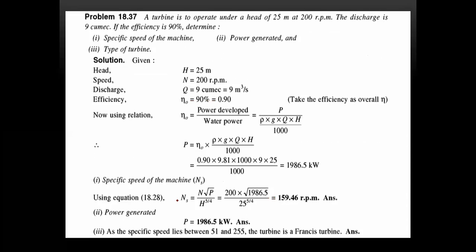You have 10 minutes to go. Now a turbine is to operate under a head of 25 meters, rpm 200, the discharge is 9, efficiency is 90. Determine the power developed. Head value, N value, Q value are given, and the efficiency is 0.9. Efficiency is equal to power developed by water power, this is the thing. Therefore P is equal to this. The specific speed of a machine NS is equal to N into root P by H to the power 5 by 4, this is equal to 159.6. Therefore power is equal to 1986.